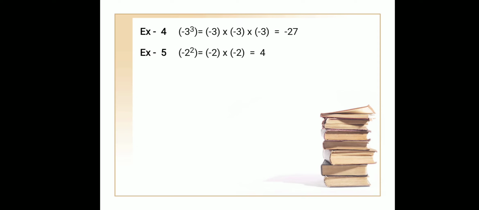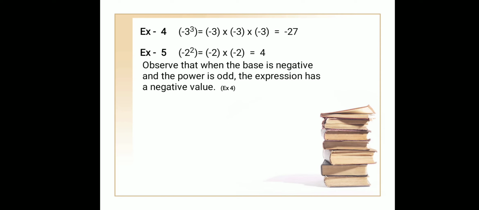Now minus 2 raised to the power of 2. Here the same, the base is a negative number. So minus 2 is multiplied by itself how many times? 2 times. Yes. Minus 2 multiplied by minus 2, minus minus becomes plus, so it becomes 4. Here observe that when the base is negative and the power is odd, the expression has a negative value. See example number 4.